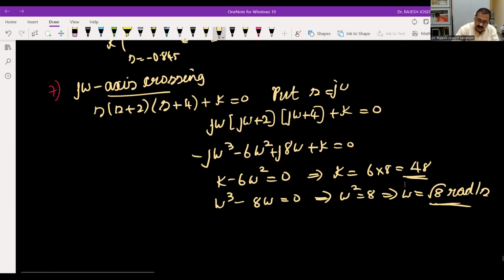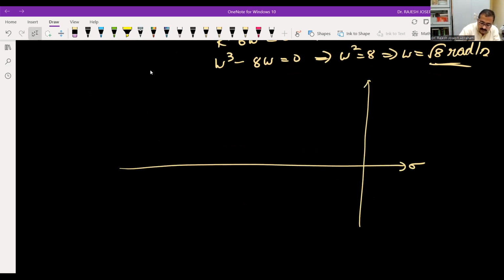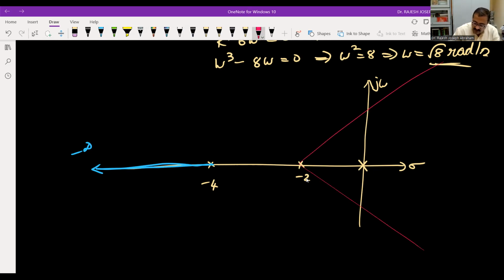So how will the root locus look? It will be something like this. This is the sigma j omega plane. We had poles at 0, -2, and one at -4. This is a part of the root locus. We had already seen that, and it goes to -infinity. Our centroid was at -2. We had two asymptotes, plus 60 and -60. One root locus originated from here, another one originated from here.